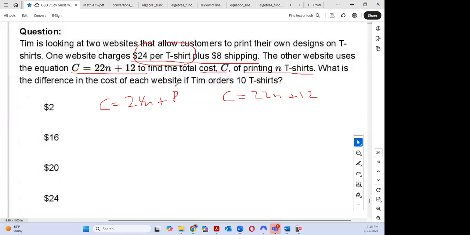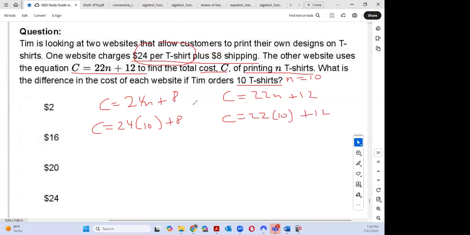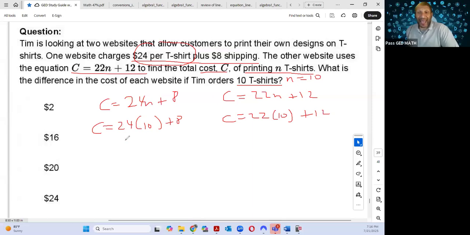What is the difference in cost of each website if Tim orders 10 t-shirts? What they tell you is that's n. n is equal to 10. I'm just plugging 10 in. C equals 24 times 10 plus 8. C equals 22 times 10 plus 12. You should know if I'm multiplying by a power of 10, I'm just adding the number of zeros to the end. So 24 plus a 0 at the end plus 8, that's 248. 22 times 10 is 22 plus a 0 is 220 plus 12, 232.